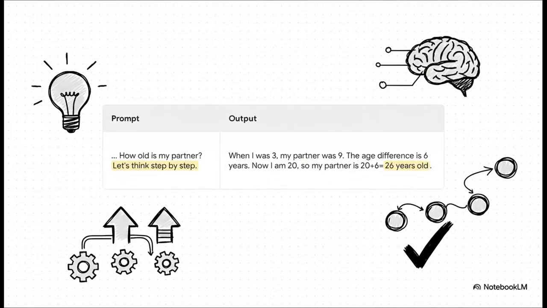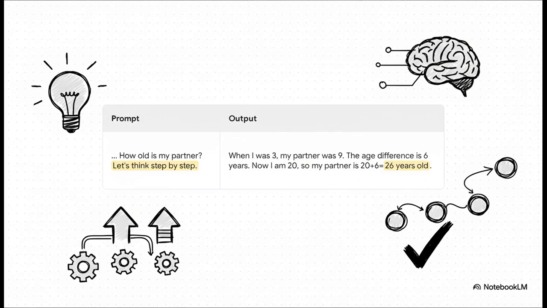But now, watch this. We ask the exact same question, but we add 5 magic words at the end. Let's think step by step. This is a game-changing technique called chain of thought prompting. And just by adding that little instruction, you force the model to slow down and show its work. And look, it reasons it out perfectly.